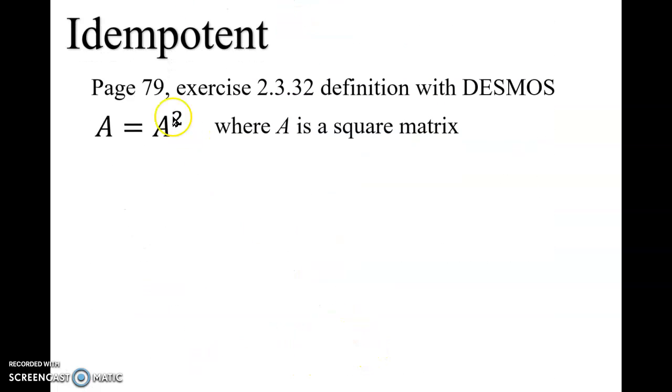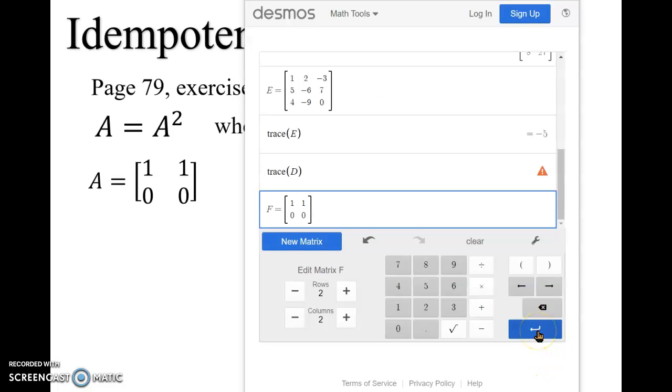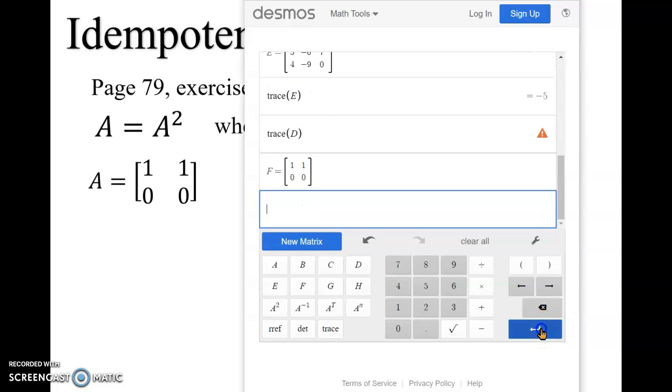Idempotent also comes from the homework, and it basically says it's an idempotent matrix if you square it and you still get the same thing. This was one example right here. Back to Desmos. Here's my matrix. It's actually F, but if I do F squared, you notice that didn't even change. If I square it again, I can square it as many times as I want, and it doesn't change. It's idempotent.